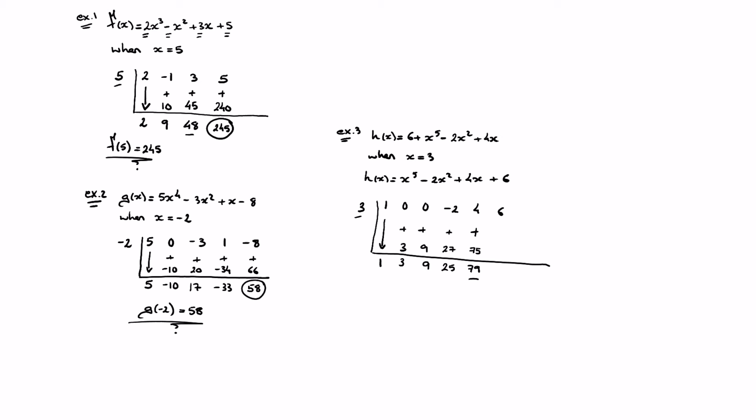3 times 79 leads us to 237. And finally, 6 plus 237 leads us to 243. And so we can write h of 3 equals 243. And there you have it. That's how to use the nested scheme to evaluate polynomial functions.